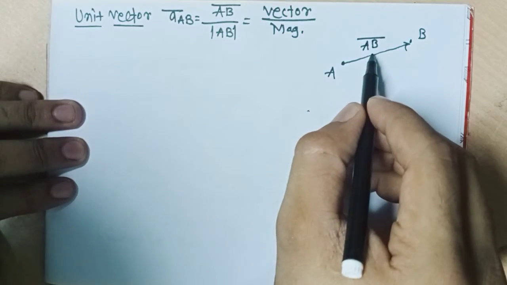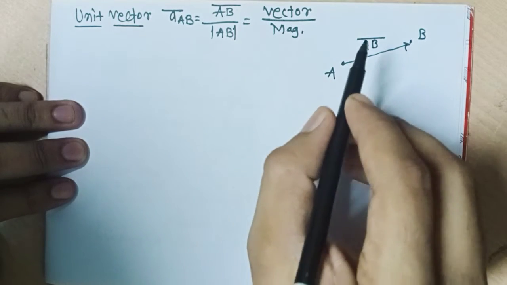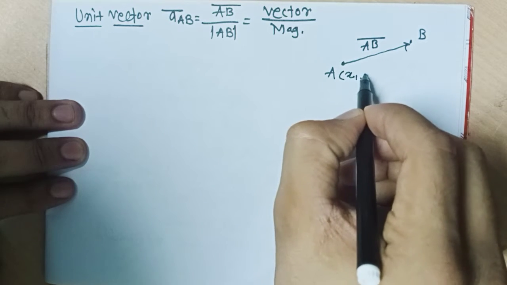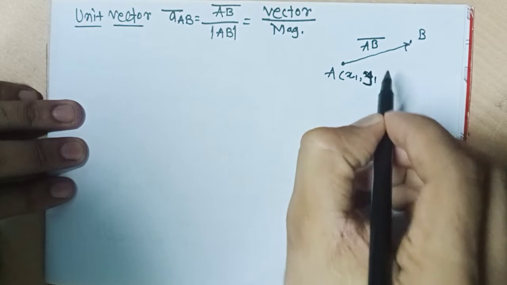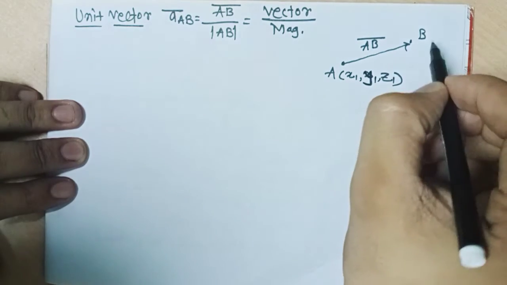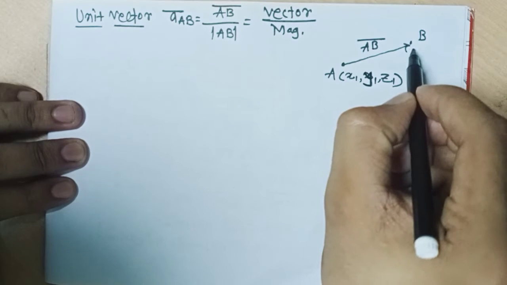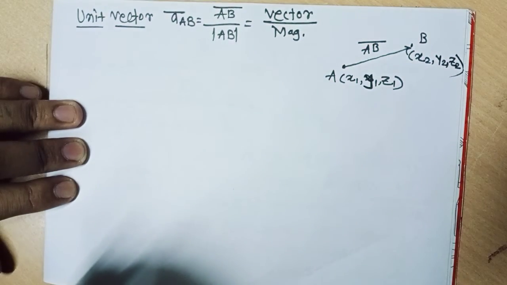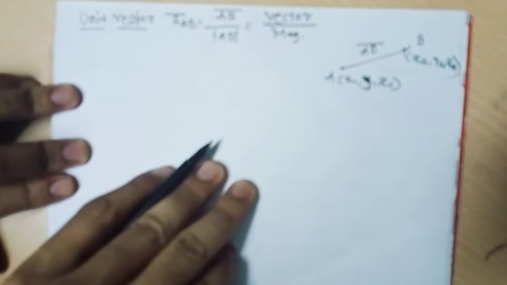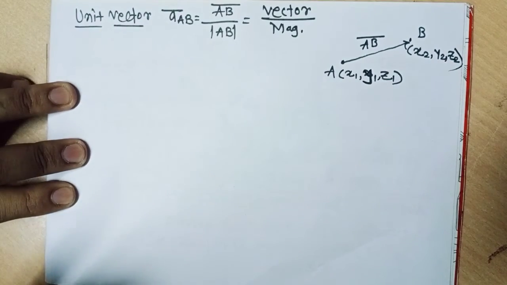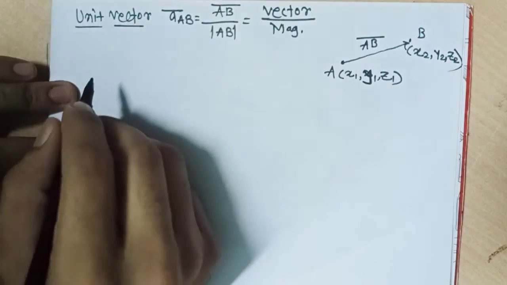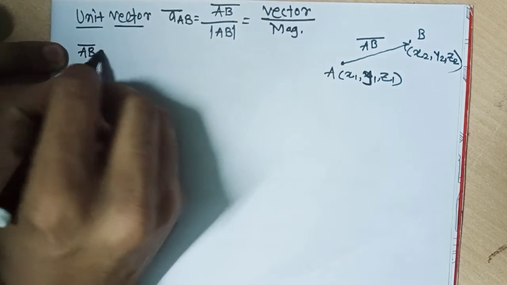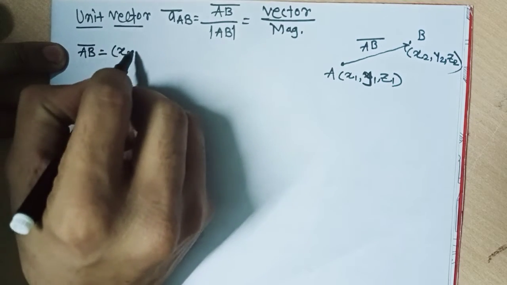Now to find this vector AB bar, we must know the coordinates of point A and point B. So let us assume the coordinates of point A are x1, y1 and z1. Similarly, for point B, the coordinates are x2, y2 and z2. So we can readily have this formula to find the vector AB bar is equal to x2 minus x1.